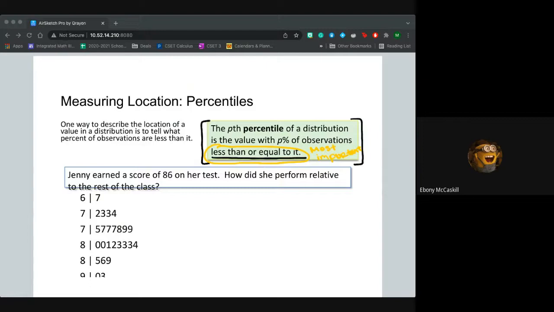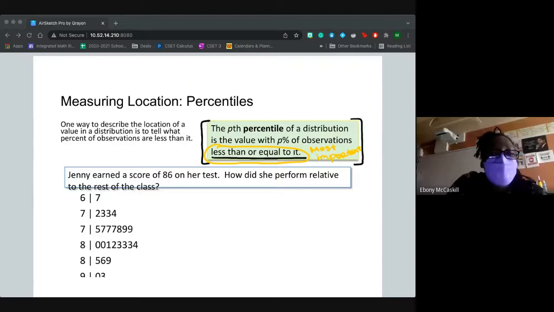So for the first example, it says Jenny earned a score of 86 on her test. How well did she perform relative to the rest of the class? So what I like to do is I like to circle all of the numbers that are less than or equal to 86. Okay, so we're looking for anything less than or equal to.